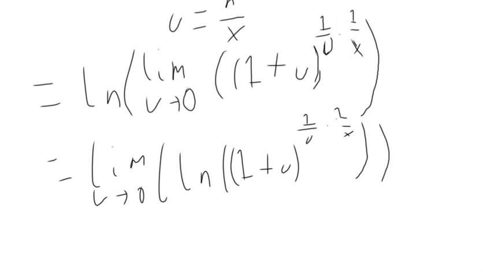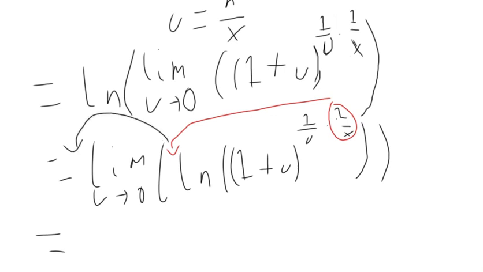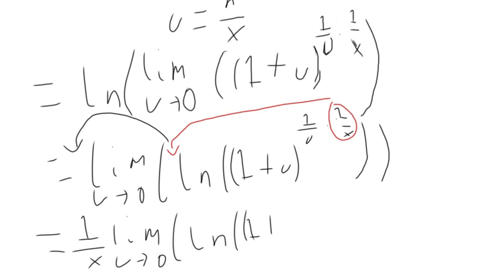And now I'm going to use the log property where we have this power right here. I'm going to bring it out to the front as the multiple for the natural log. So this will be the limit. And as a matter of fact, because this limit is in terms of u, x acts like a constant. x doesn't change, so I can bring it all the way in front of the limit. So this will be 1 over x times the limit as u goes to 0 of natural log of 1 plus u to the 1 over u.